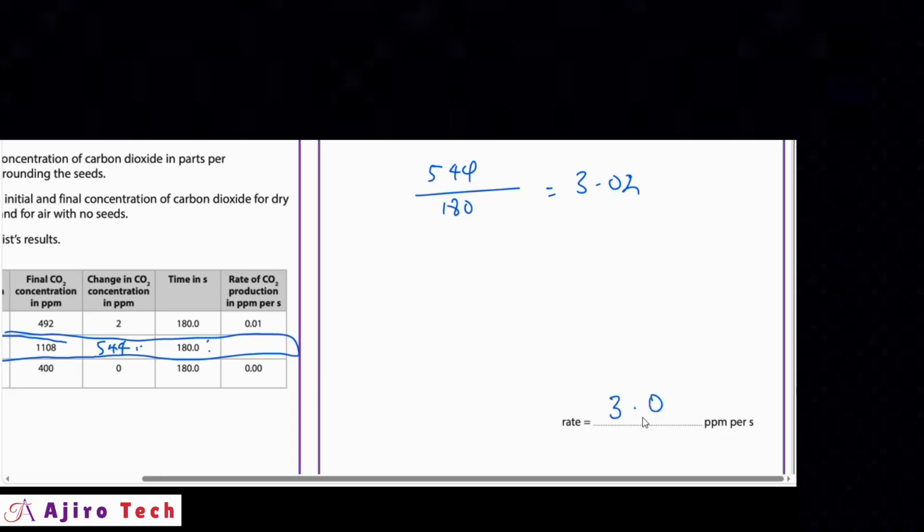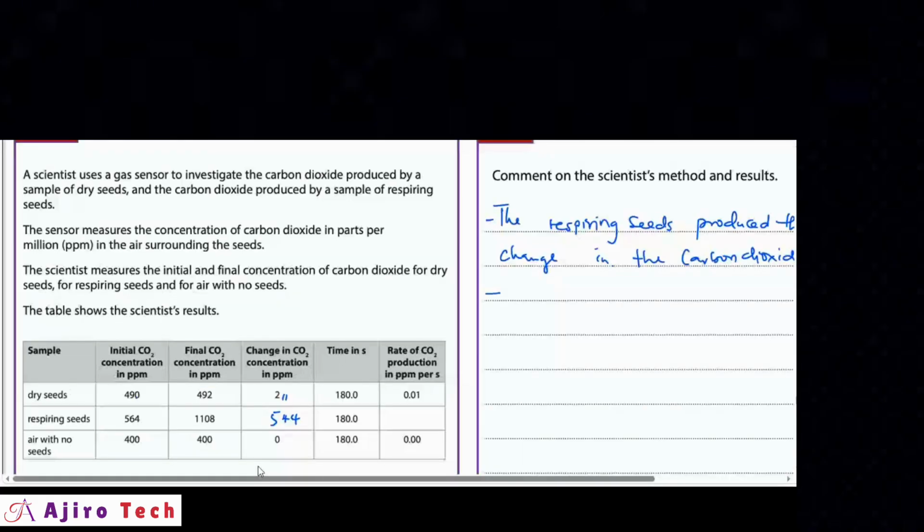Let's still look at the table and bring out another comment to write. Which one is having the lowest? Okay, let's go with dry seeds. Though it is air with no seeds, that one is serving as our control. The kind of comment we are going to write about that would be that no change is observed. No change in carbon dioxide concentration is observed in air with no seeds.